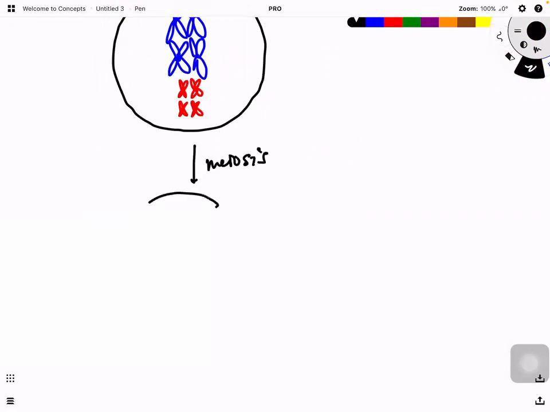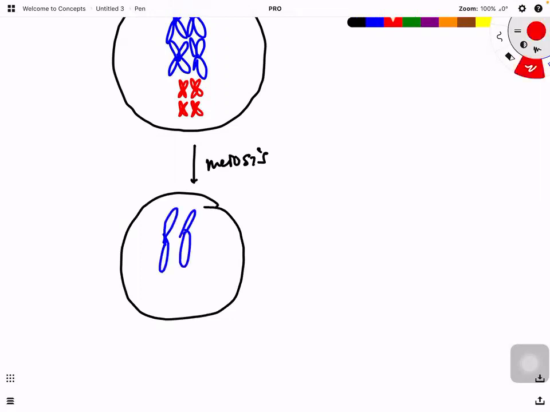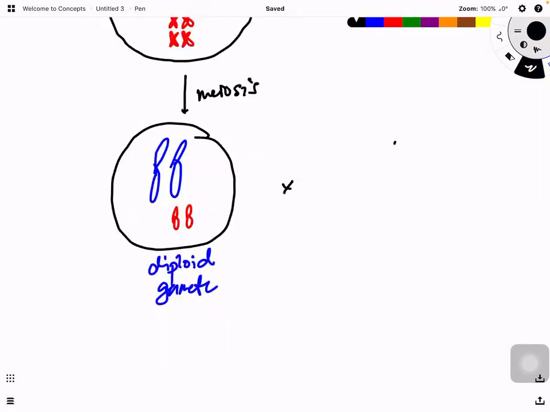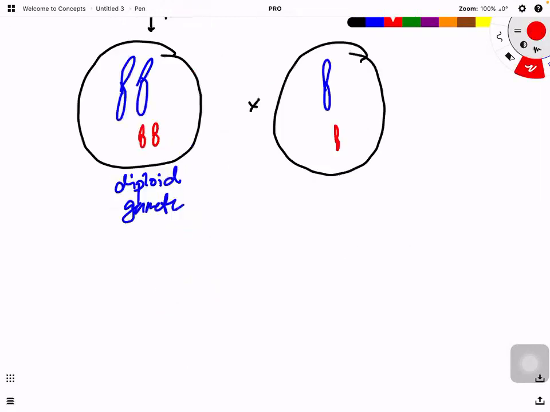Again, they will produce diploid gametes. So that means you're going to have 2 blue, 2 red. So this is a diploid gamete. Tetraploid means 4n, so this is a diploid gamete. If a diploid gamete is fertilized with a normal gamete, what will happen here? The normal gamete, right, is a haploid.